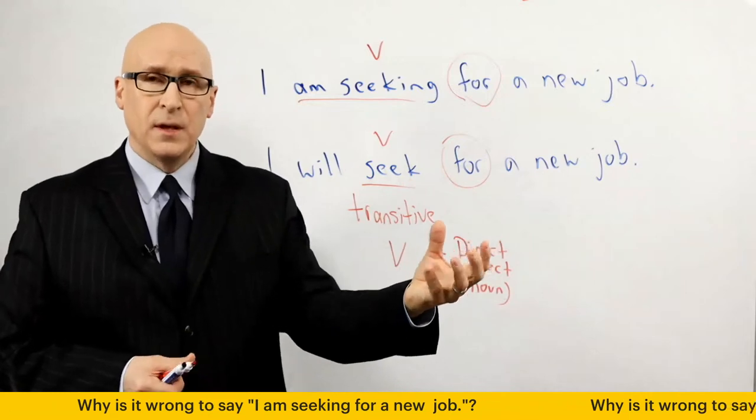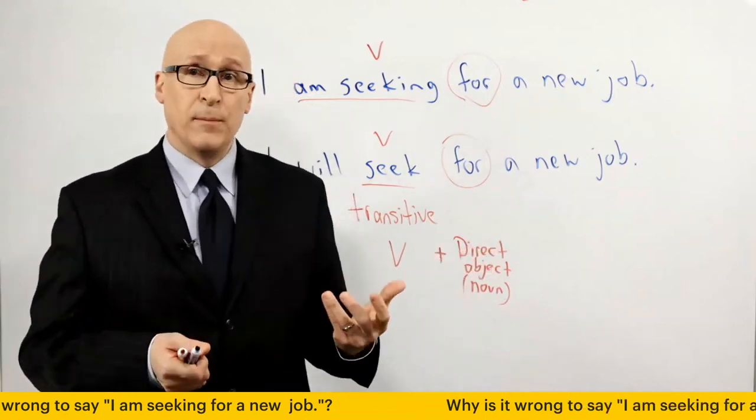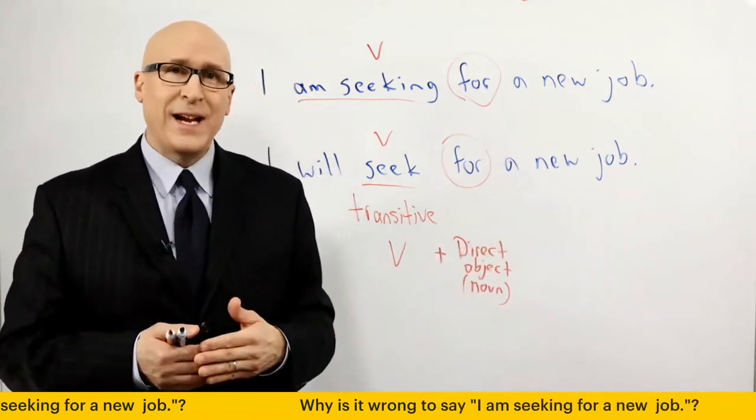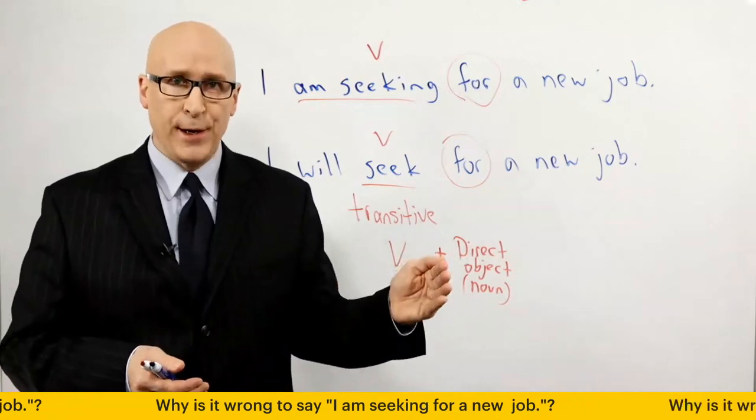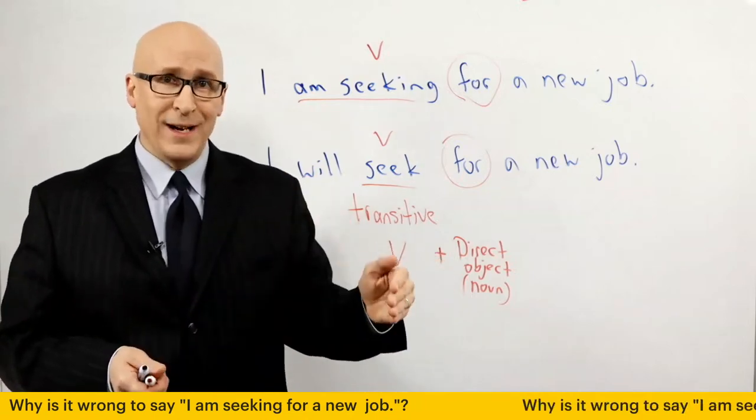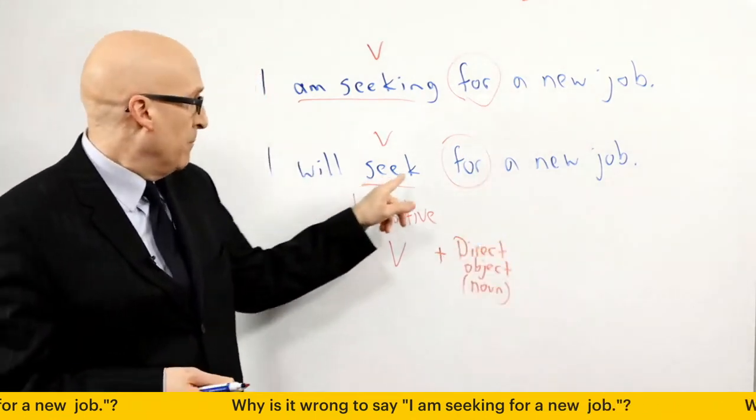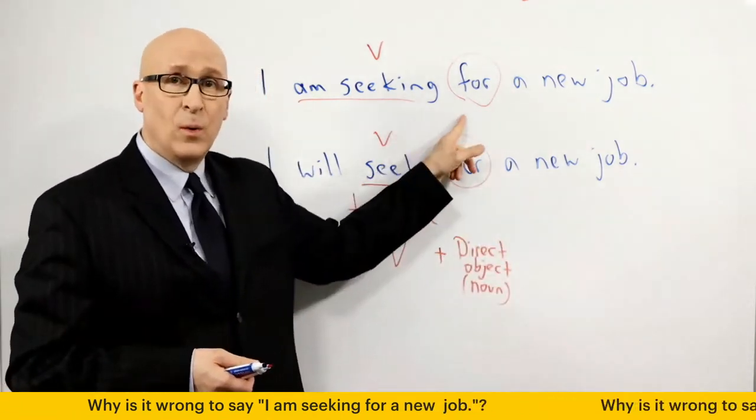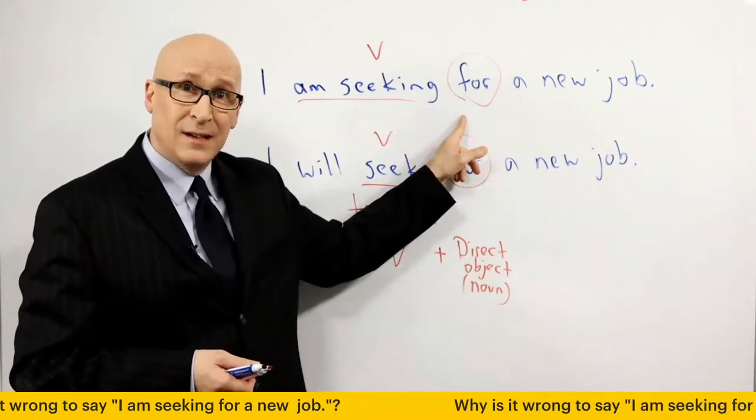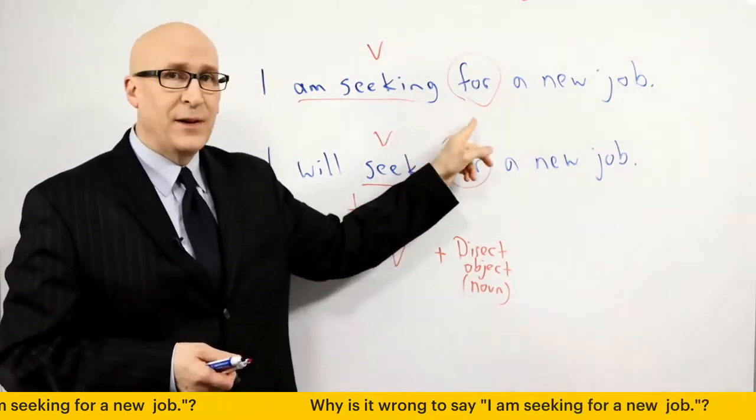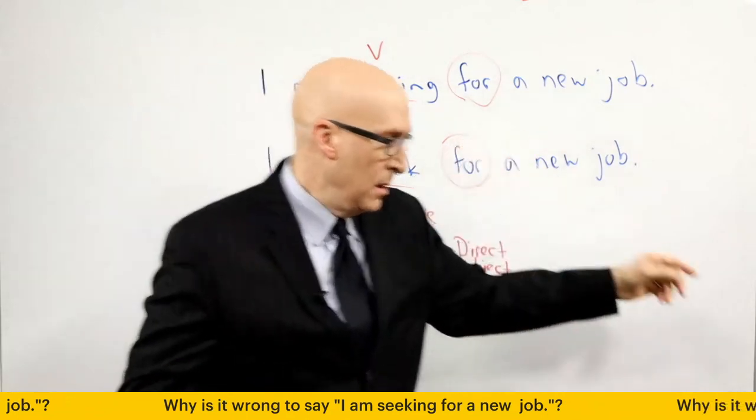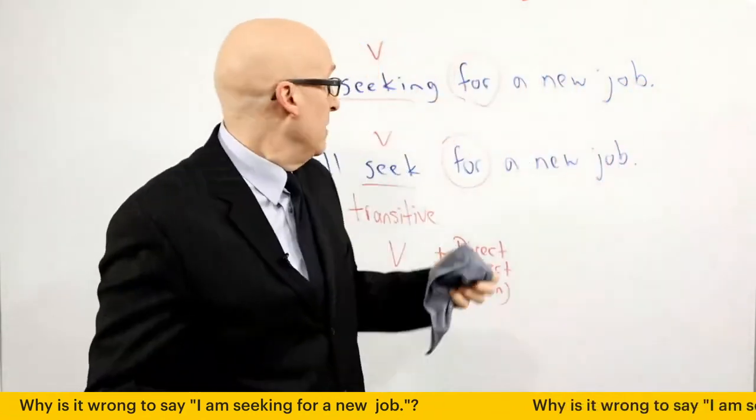Things are nouns. So another example of that is the verb enjoy. You can't simply say, I will enjoy in English. You need to enjoy something, and that something must be a noun. But right after this verb, we have a preposition. After a transitive verb, you cannot have a preposition. Watch what happens when we remove it.